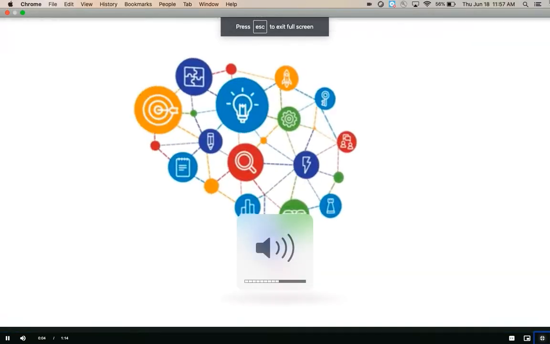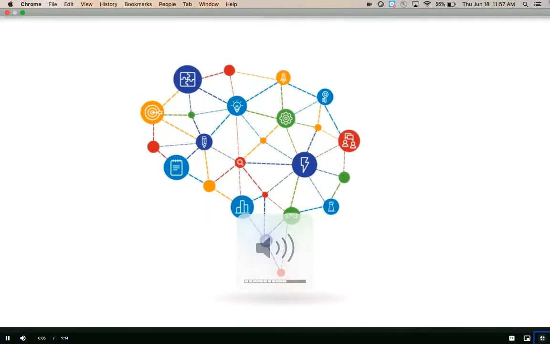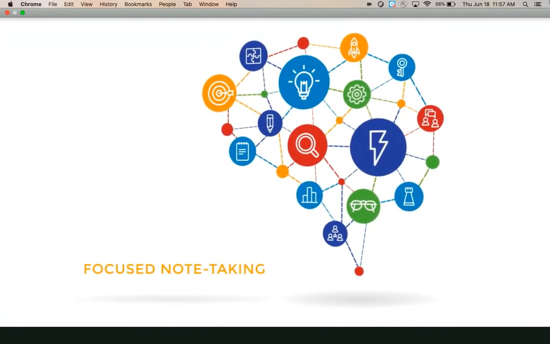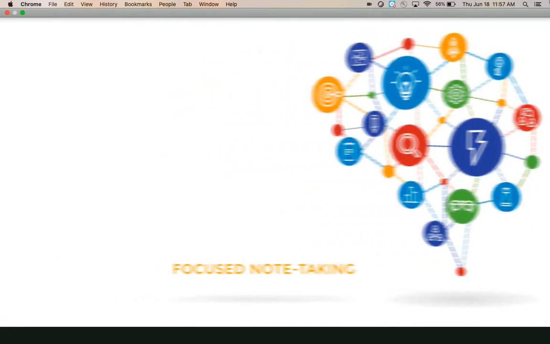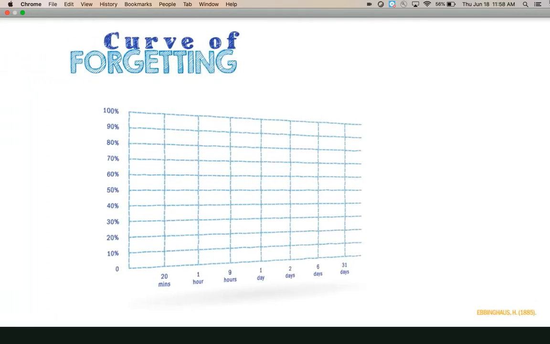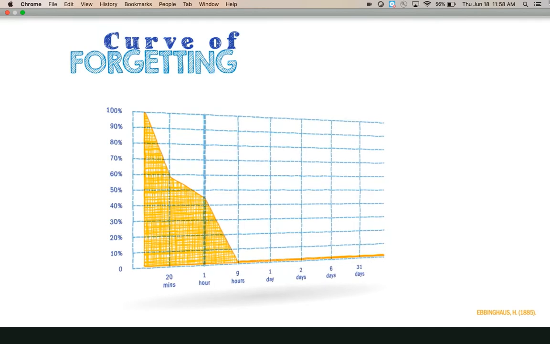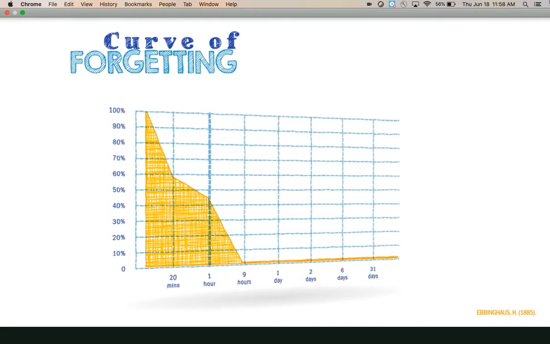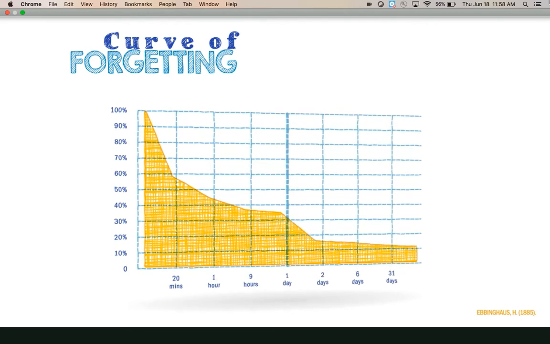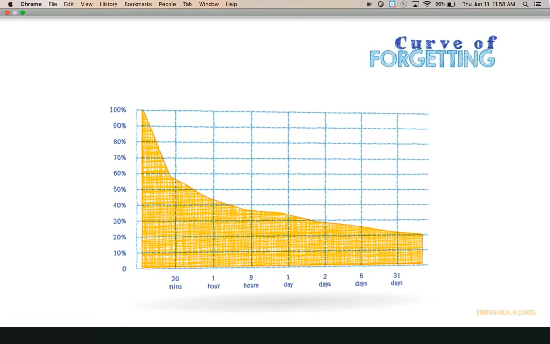Did you know that the brain is designed to forget things, which makes learning new information really hard? The focused note-taking process makes learning stick. A landmark study done in the 1880s found that people forget along a predictable curve. In an hour, you will forget more than half of what you've learned. A day later, you will only remember a third. And it just keeps getting worse from there.